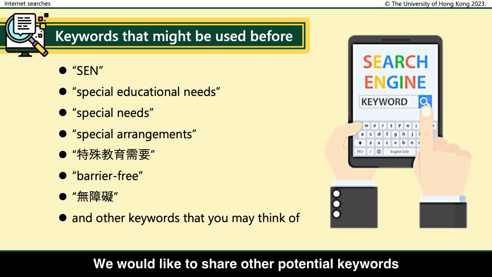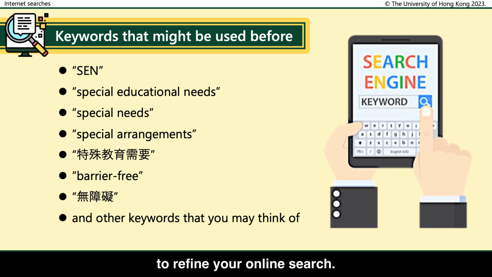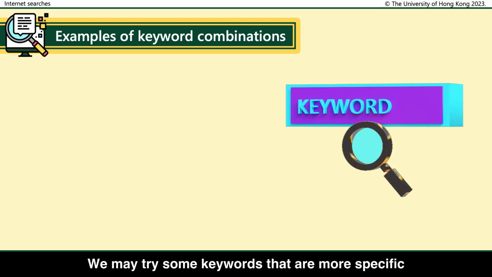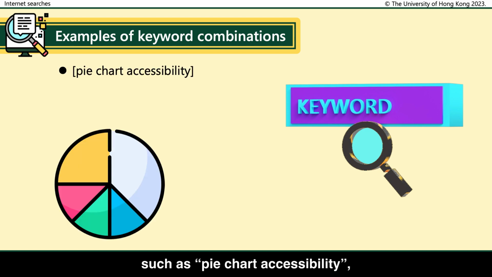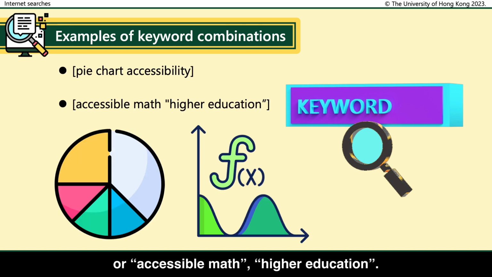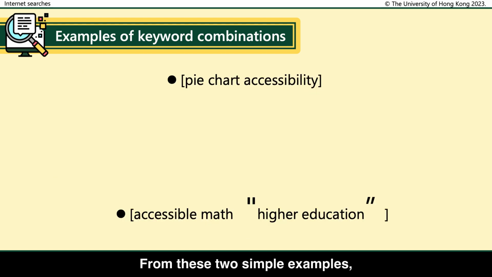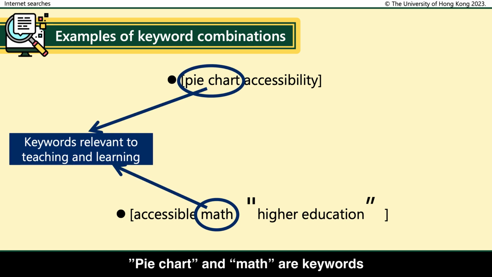We would like to share other potential keywords, along with combinations of keywords and operators, to refine your online search. We may try some keywords that are more specific, such as pie chart accessibility or accessible math, higher education. From these two simple examples, you may notice that we use a combination of keywords and operators to refine the online search. Pie chart and math are keywords that are relevant to teaching and learning.